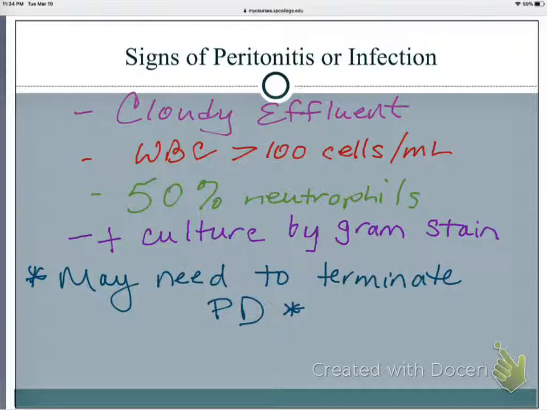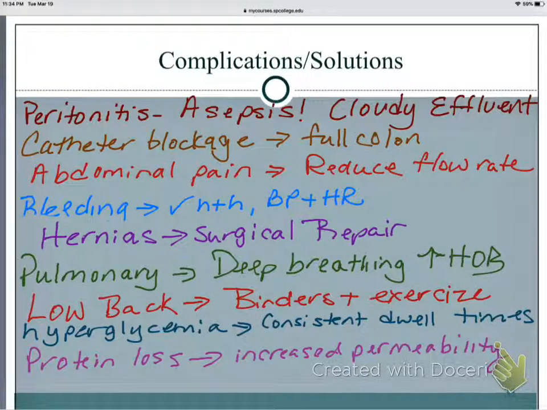Sorry, a full colon can happen and can sometimes occlude the catheter and make it not function. A full colon just means they have too much stool in their colon, so you would give them a laxative. If a patient's really full, that can sometimes occlude the catheter. Want me to go back a slide? Yeah, sometimes a catheter can block if it's a full colon. That's all.